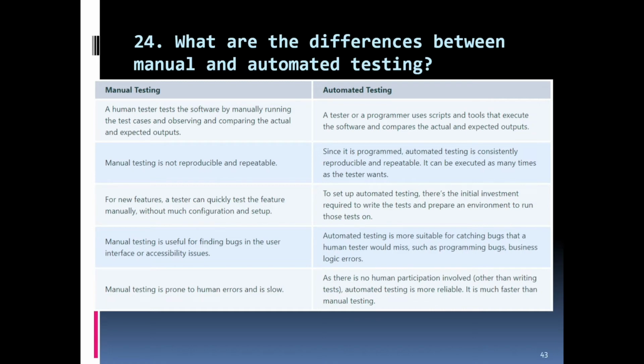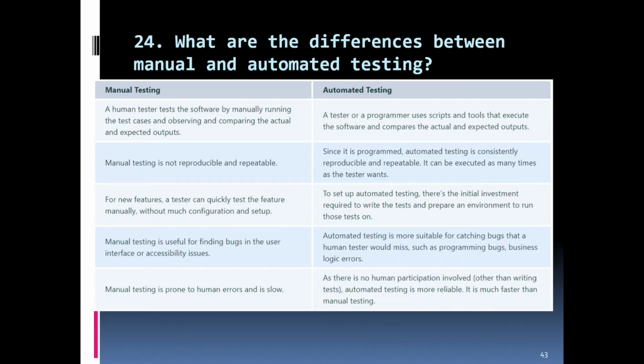Manual testing is not reproducible and repeatable, whereas automation testing is programmed, automated testing and it is constantly reproducible and repeatable. It can be executed as many times as the tester wants. For a new feature, a tester can quickly test the feature manually without much configuration and setup. For manual testing, you won't need anything. If you want to check whether the sign up button is working fine or not, you just have to enter the details and click on the sign up button, and then the result will be shown to you.